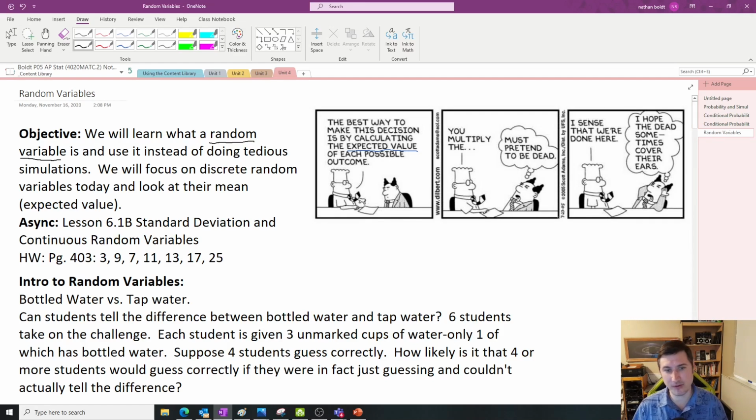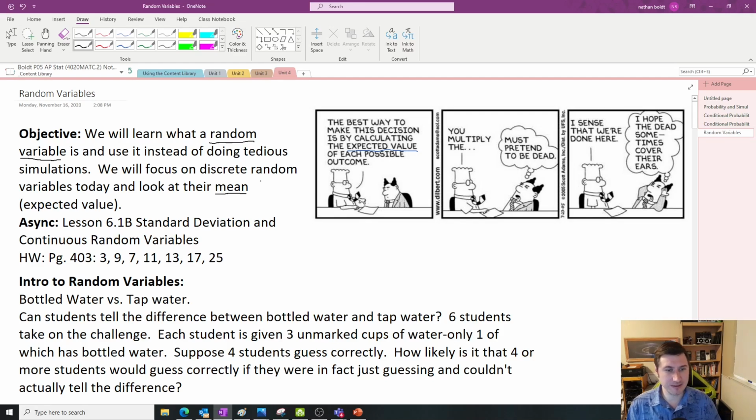Once we have the random variable stuff down, we're going to look at the expected value of a random variable, or also known as the mean.